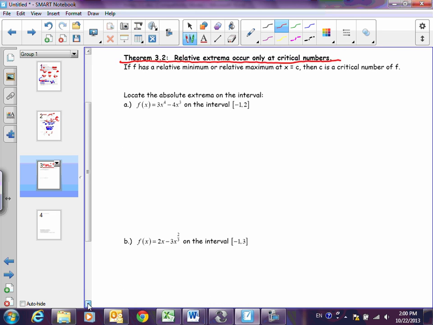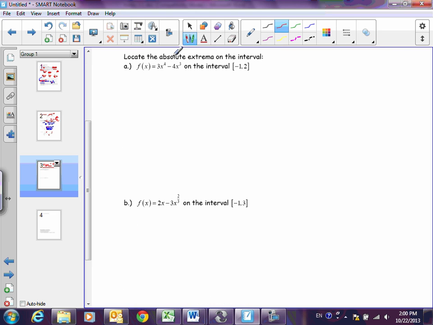All right, so let's look at this next part. It says locate the absolute extrema on the interval. Now, without calculus, can you tell me how we could do this problem? Maybe using our calculator? You could plug it in and graph it, and just see, oh, hey, in our old calculator, we'd do second trace max or min. On the TI-89, it looks a little bit different.